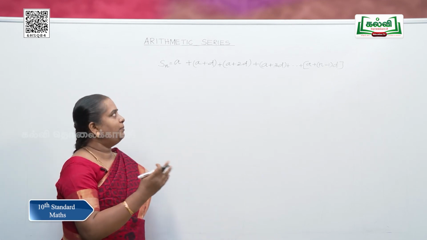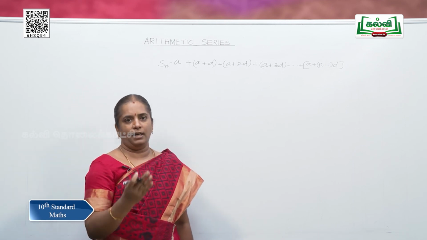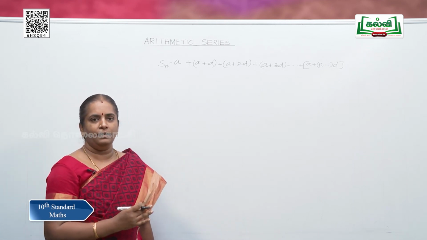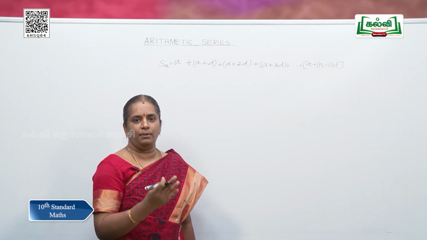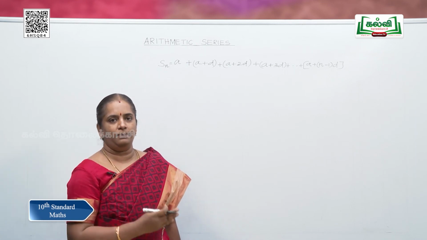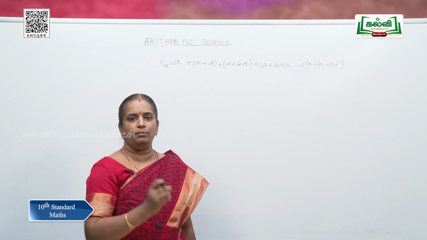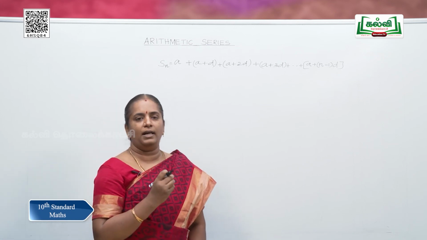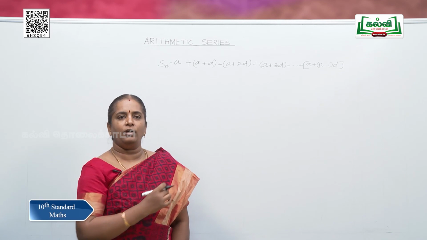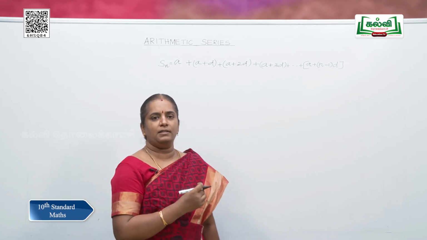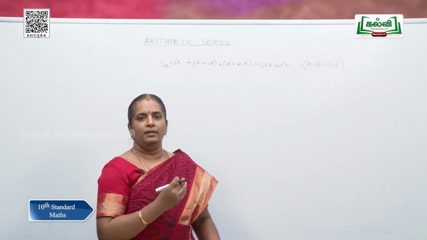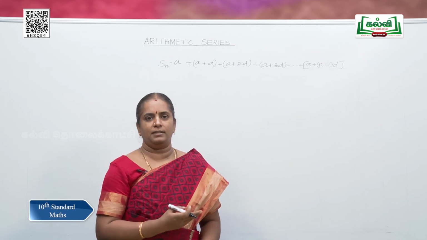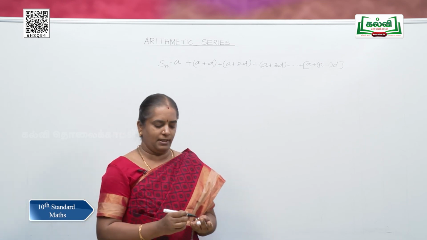So Sn can be read as A plus (A plus D) plus (A plus 2D) plus etc., up to A plus n minus 1 into D. That is the nth term of that sequence. So if you add all these, we will be getting the arithmetic series. Now we are going to proceed with this. First, how to find the sum of the n terms of a series. Now let us have a series.